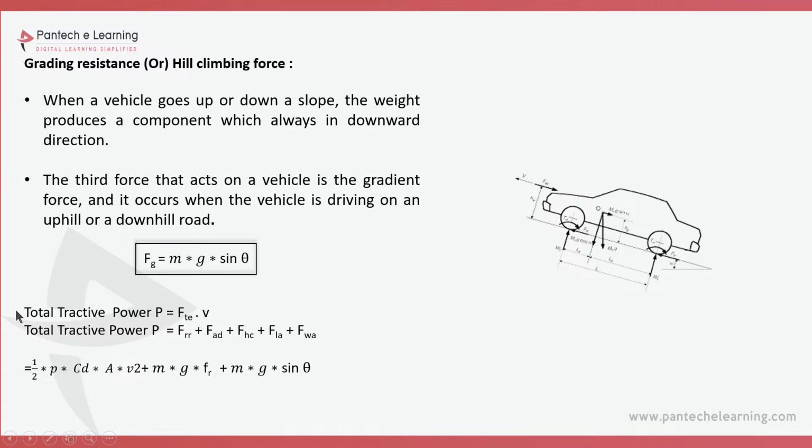So the total tractive force. We already said that the total tractive power is equal to total tractive force into velocity. What is meant by total tractive force? It is the sum of these forces: FRR is rolling resistance, FAD is aerodynamic drag, FHC is hill climbing force, FIA is linear motion and angular motion. The sum of these forces is called the total tractive force. We have to find the total tractive force and multiply it with the velocity.